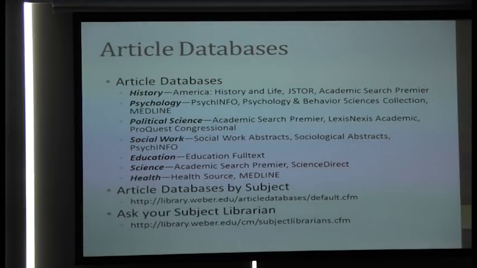Article databases. Here I just have listed a whole bunch of different areas. There's more than this, but some ideas. If you're in psychology, you might want to search PsycInfo to find psychology articles. If you're in health, Health Source and Medline. Science, we're kind of lacking. We have Biological Abstracts and the Wildlife one. We don't have a really great general science index. We do have access to Chemical Abstracts.